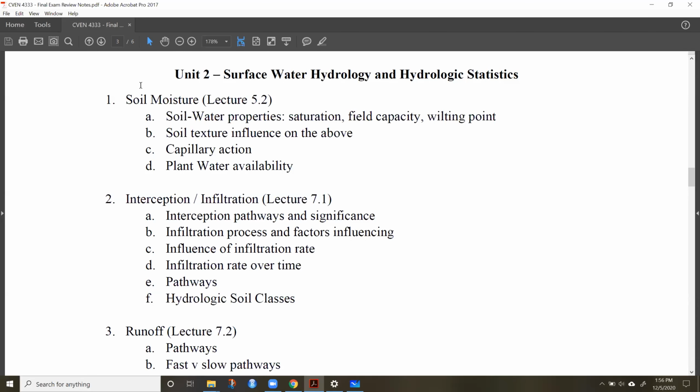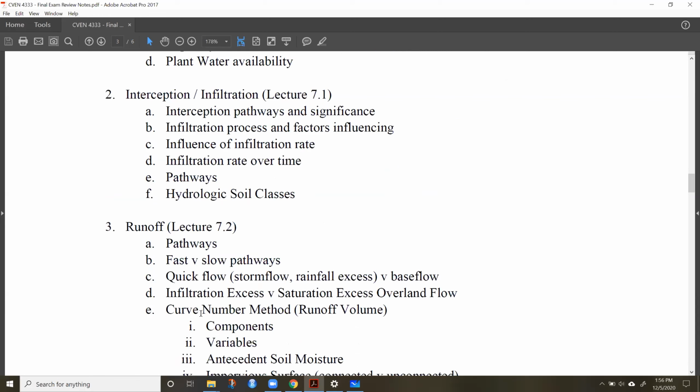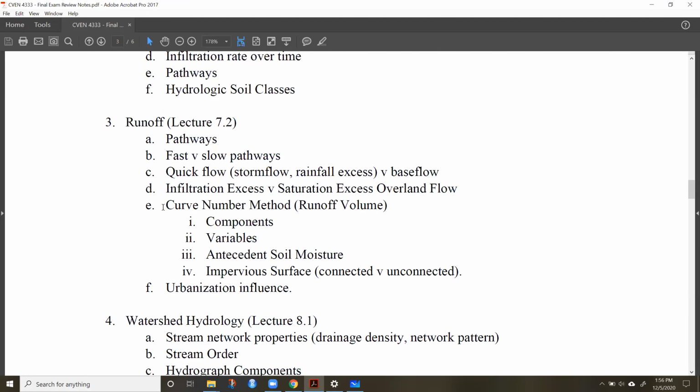Finally, secondarily in Unit 2, we talked about soil moisture, soil properties, infiltration and interception. So be familiar with those runoff pathways, how infiltration can change over time and how soil properties influence infiltration. For runoff, we had a lot of different pathways, and we looked at how those pathways are influenced by urbanization. We looked at different kinds of runoff generating mechanisms.